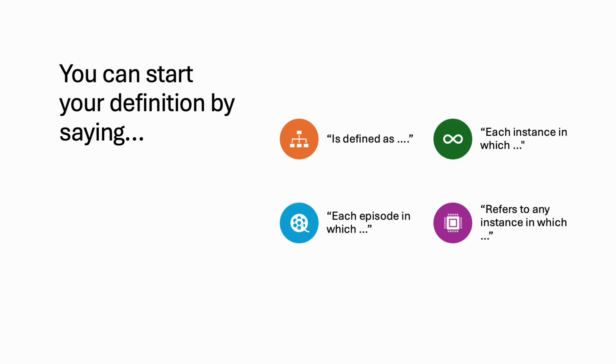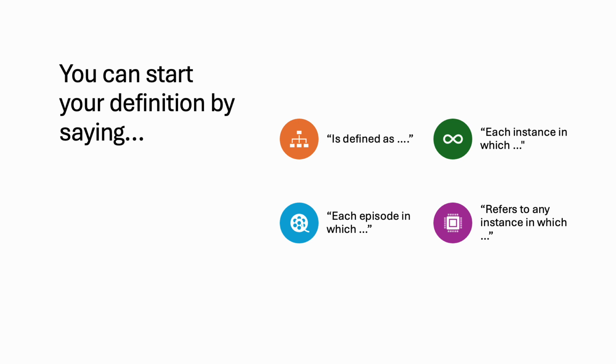I gave you guys some examples already, but I just want to add a slide for it. You can start your definitions by saying some of these terms or some of these phrases, I'm sorry. So for example, it could be aggression is defined as, or aggression is each instance in which, and then I would define my behavior. I wouldn't say aggression is each episode, because episode implies that it's a behavior that occurs for a longer period of time, whereas aggression is typically one instance usually.